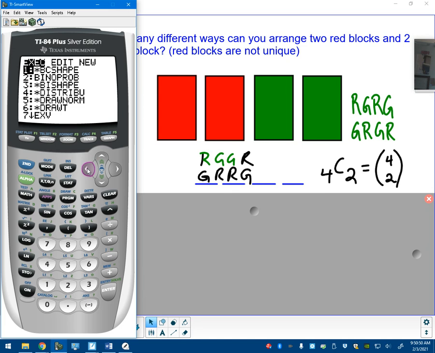So I will do program. Nope. I'm going to do math. Probability random int. 1, 4, 1. So that's 1, 2, 3, and 4, right? All right. Go, go, go. Pick one. And you can't be in the middle.